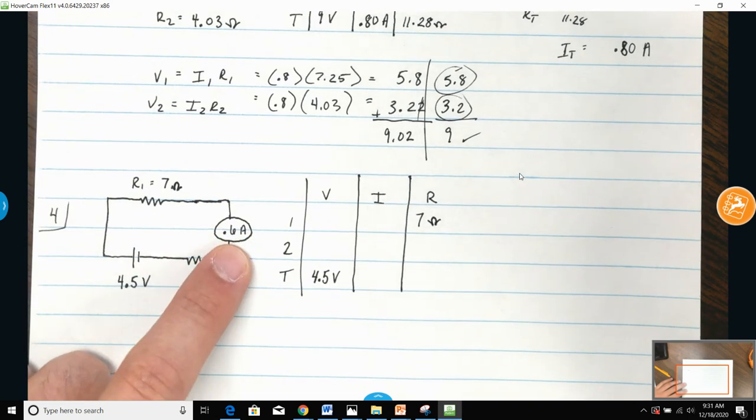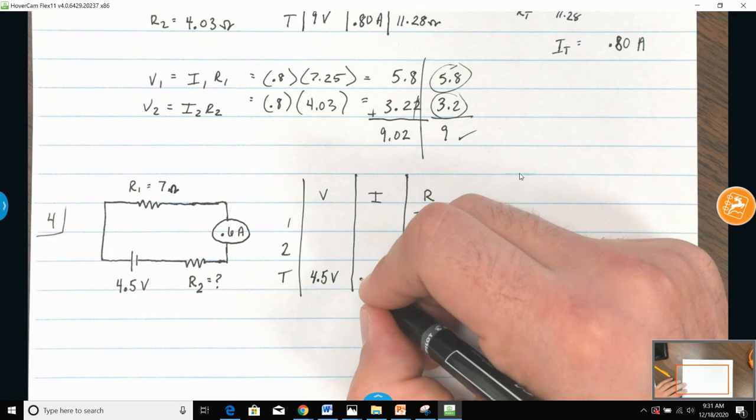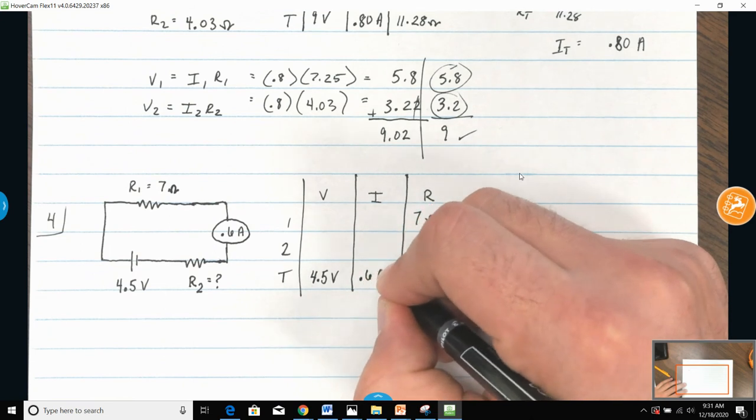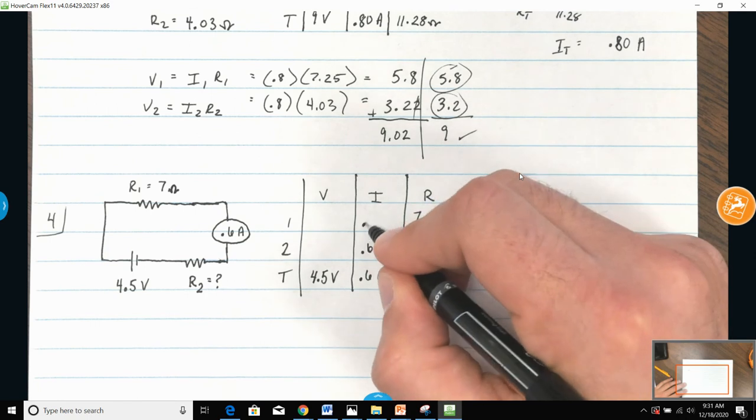Well, see this 0.6 here? Guess what? That's your total current. And not only is it your total current, that's your current everywhere.